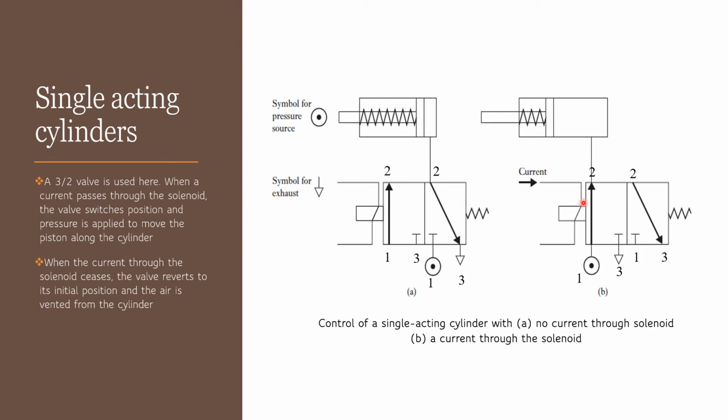Once the current through the solenoid stops, the valve returns to the original position and the air inside the cylinder will be vented back through port 2, then to port 3 and to the atmosphere. Now the compressed spring pushes the piston to its initial position as shown in figure 1. So this is how the working or control of a pneumatic or hydraulic single acting cylinder can be designed using symbolic representations.